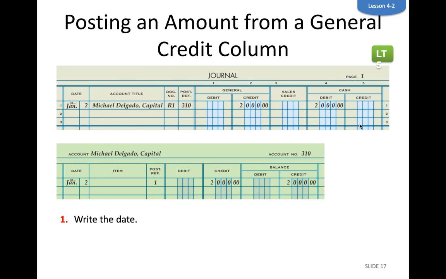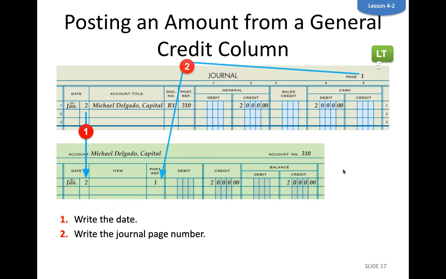So the 5-step process again, write the date. We were working with supplies before. Now we have a different general ledger for Michael Delgado capital account. That was, if we go back to our chart of accounts, account number 310. So we put that there. But just to record this, to actually make the posting, January 2nd is what we're working with there. Write the journal page number, page 1.